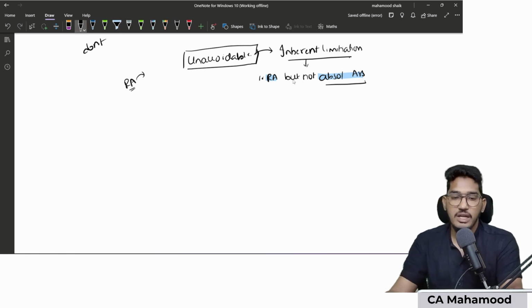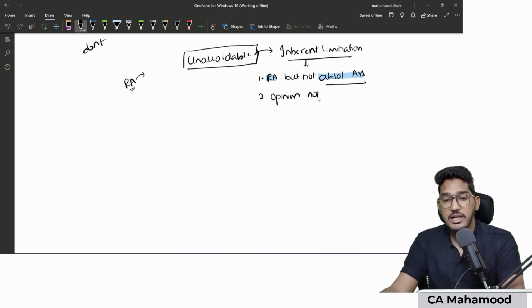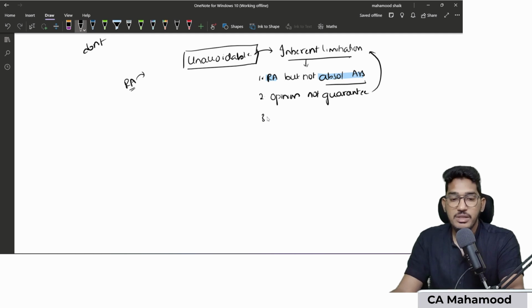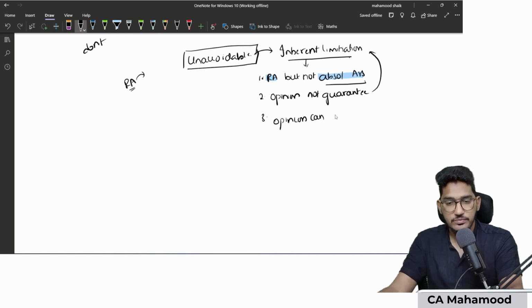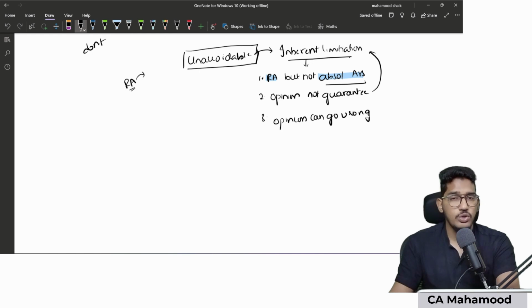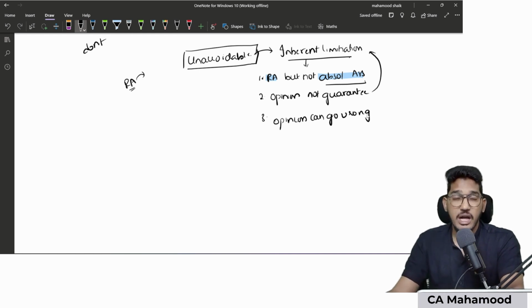Not just that, there are even other implications also. Like I was always telling, the auditor can only give an opinion but not a guarantee. Why not a guarantee, sir? Once again, the reason is inherent limitations. Number three, because of inherent limitations, the auditor's opinion can always go wrong in the future. No matter how effectively you do the audit, there will still always be a chance of the auditor's opinion going wrong.